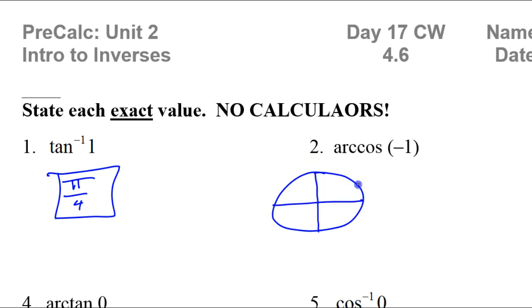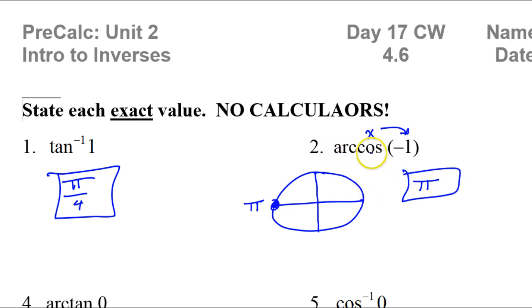Okay, remembering that the cosine is the x value. So where will the x value equal -1? Well, that's going to happen right here at pi. So the answer is going to be pi.